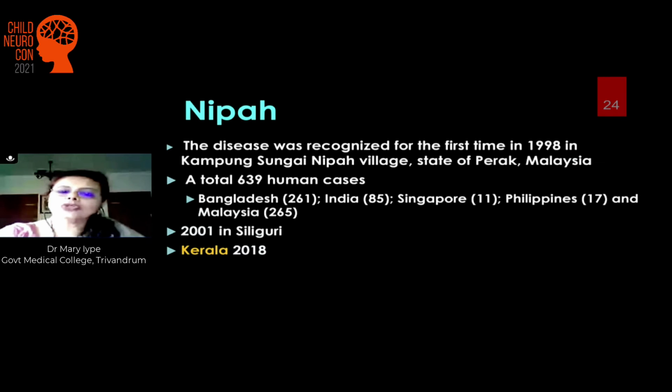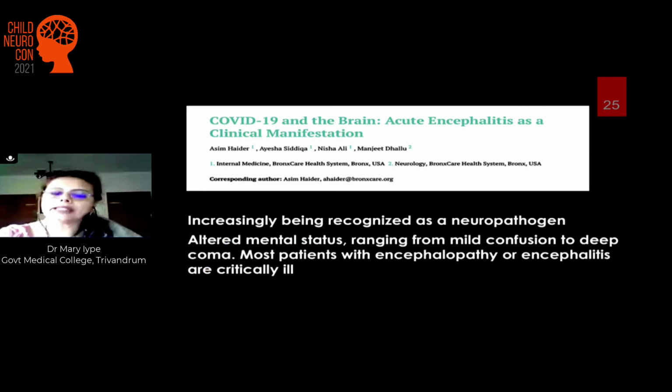COVID-19 can also cause acute encephalitis as a clinical manifestation, though its respiratory illness is enough to cause death. It has increasingly been recognized as a neuropathogen with altered mental status ranging from mild confusion to deep coma, and most patients with encephalitis are critically ill.